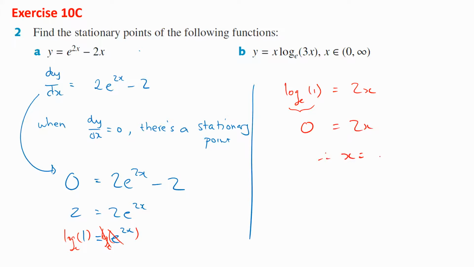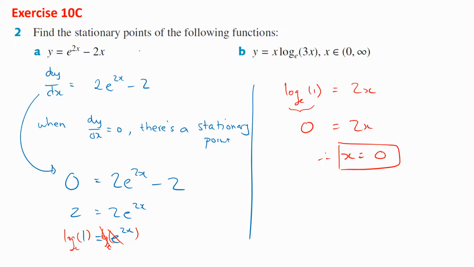Therefore, x is equal to 0. And this is what I'm saying. Most students stop here and say, there you go, found your stationary point. No, you haven't answered the question. The question said stationary point. You found the x coordinate, find your y.